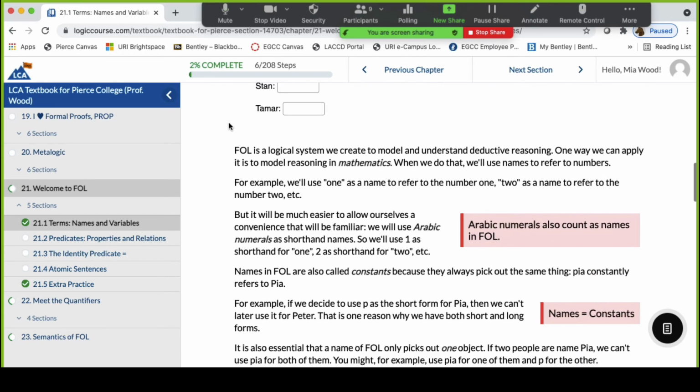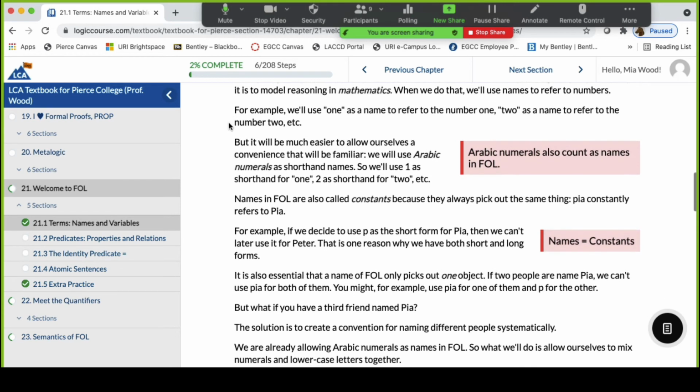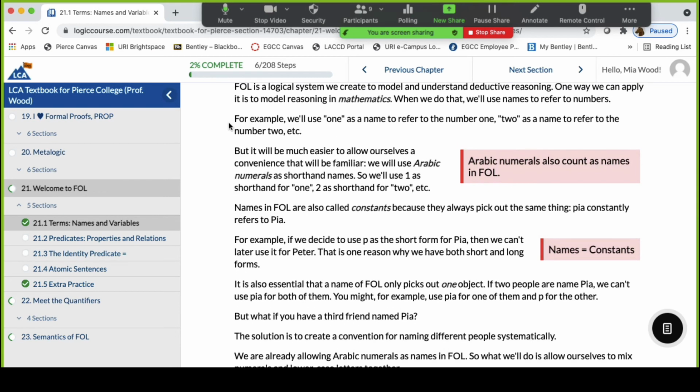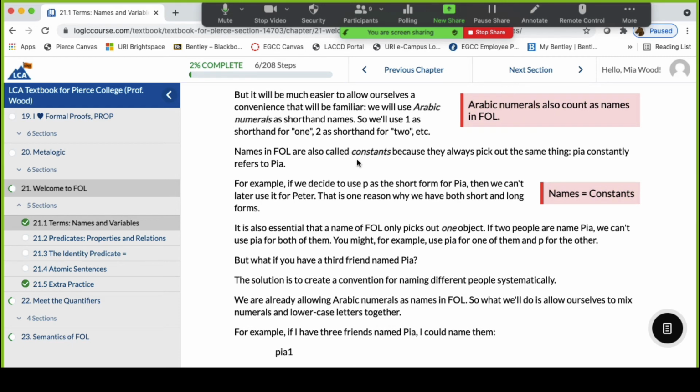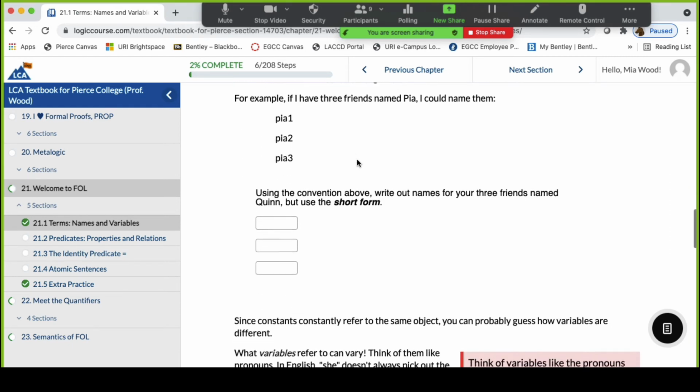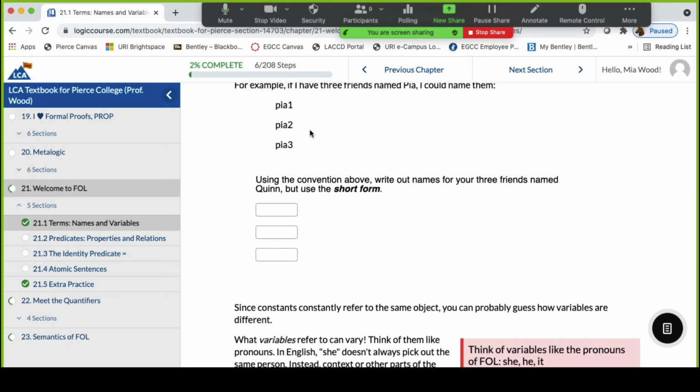So then we get short form, long form. If we need to use one name to stand for multiple individuals, we will just use a subscript, typically 1, 2, 3, Arabic numerals for shorthand. Of course, that's not subscript, but that's okay.